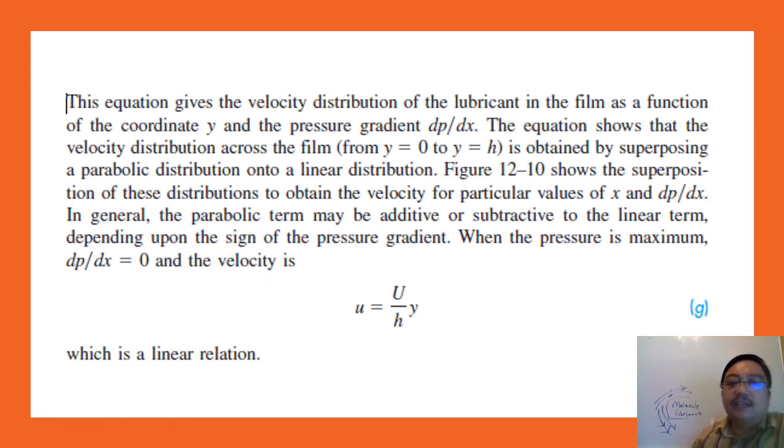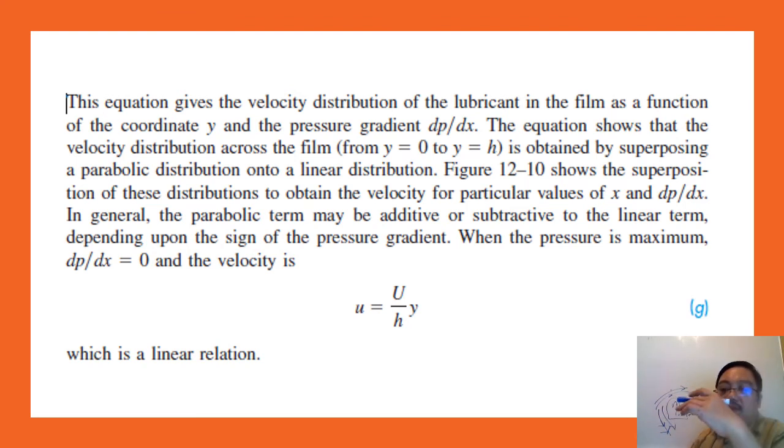Okay, this equation gives the velocity distribution of the lubricant film as a function of coordinate y and pressure gradient dp over dx. Okay, you can read all this, and then when the pressure is maximum, dp over dx equals 0, and velocity u equals U over h times y.